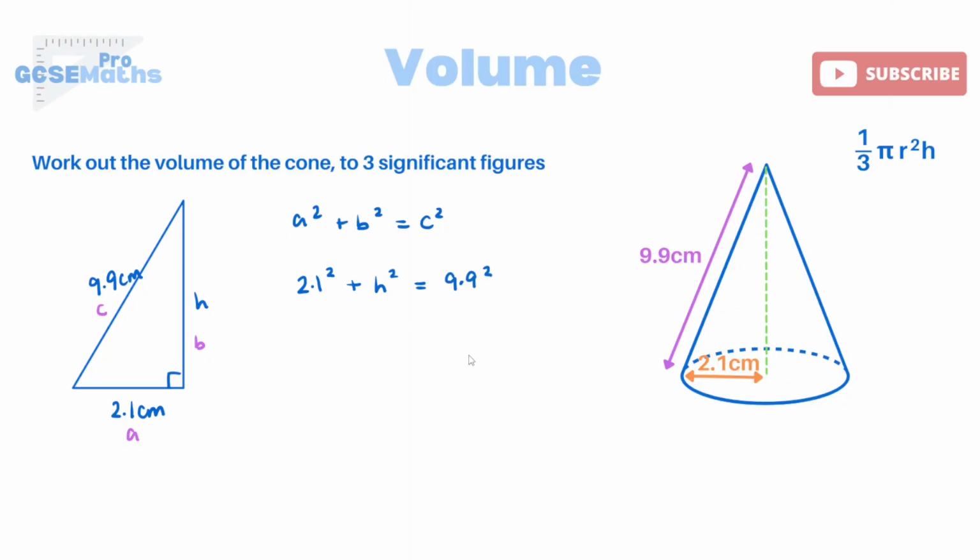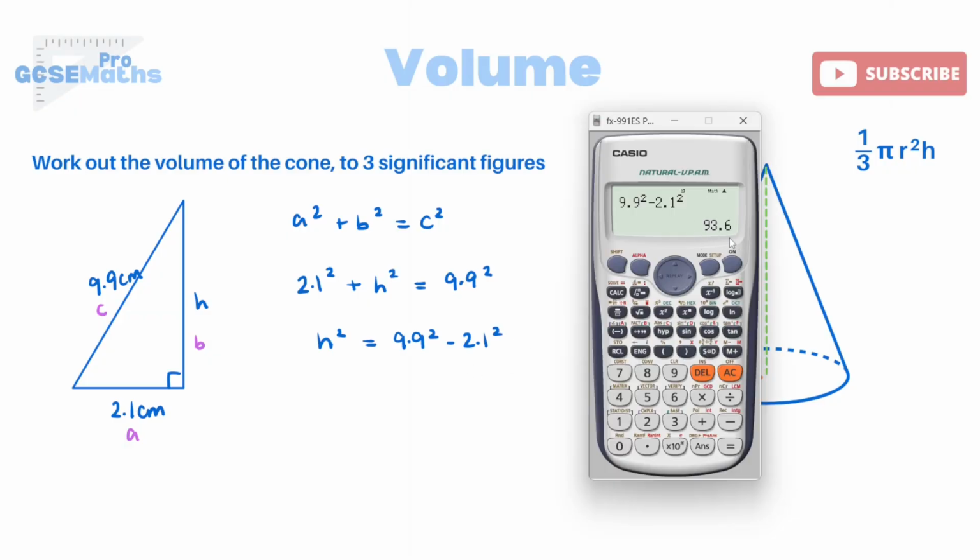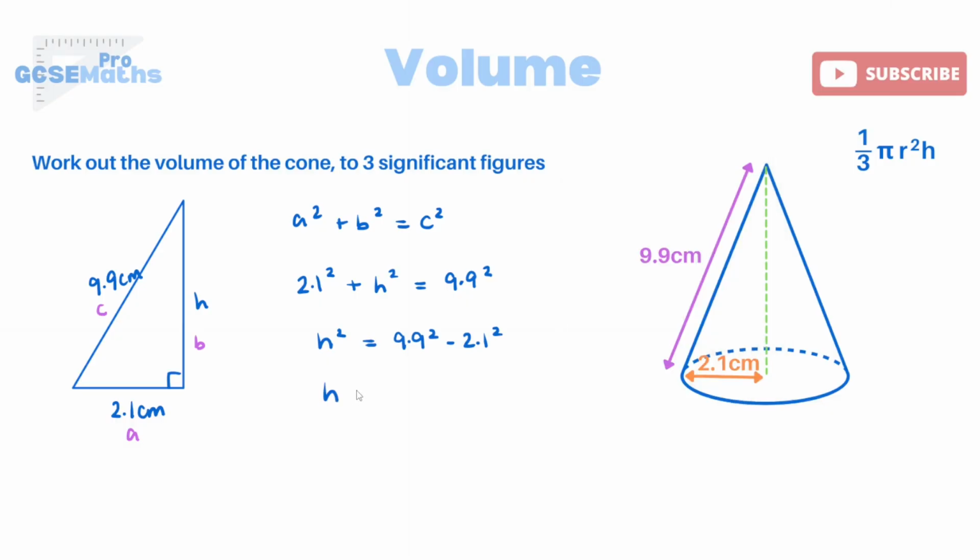Now to solve this for the height, I do need to rearrange it first of all. I need to subtract the 2.1 squared. I'm going to type this into my calculator now. And that gives me 93.6, but that is the height squared. So remember, I need to square root my answer. Now that gives me 9.674, loads of decimals. So I'll write down a couple of decimals on my working, but do keep this answer in your calculator for later. So 9.674, let's say. 9.674... That is the actual vertical perpendicular height.